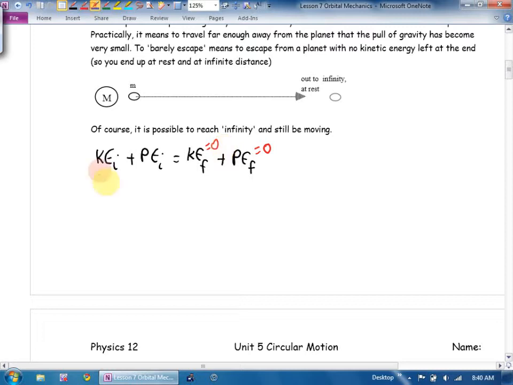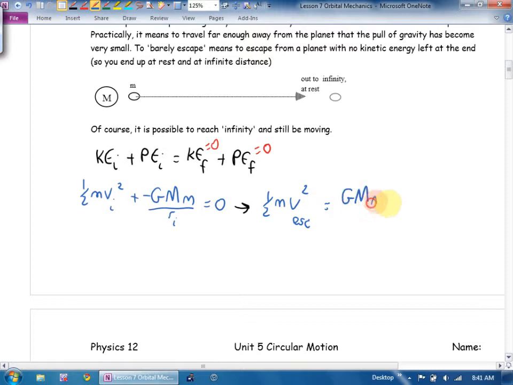Which gave us this: a half m v initial squared plus negative big G, big M, little m, all over R initial equaled zero. We then plus this guy over that side. And we said if I want to calculate the escape velocity, it turns out to be a half m v, and instead of initial, I'll call it escape, squared equals, oh, not negative anymore, because you plussed it over, big G, big M, little m, all over R.